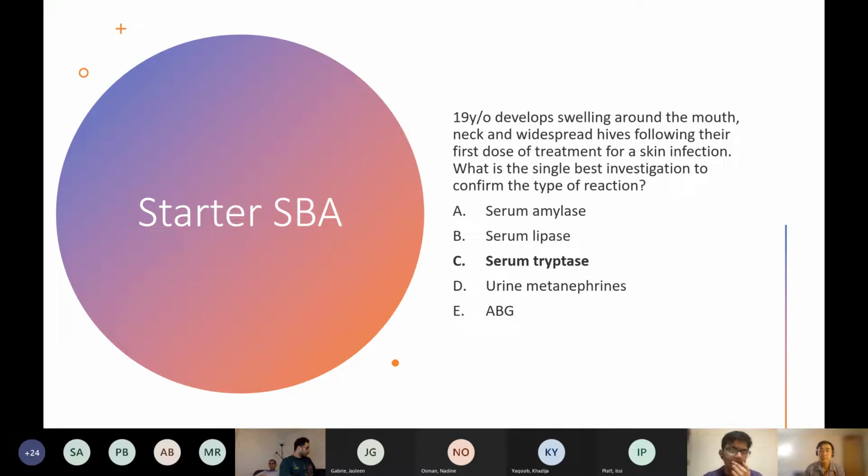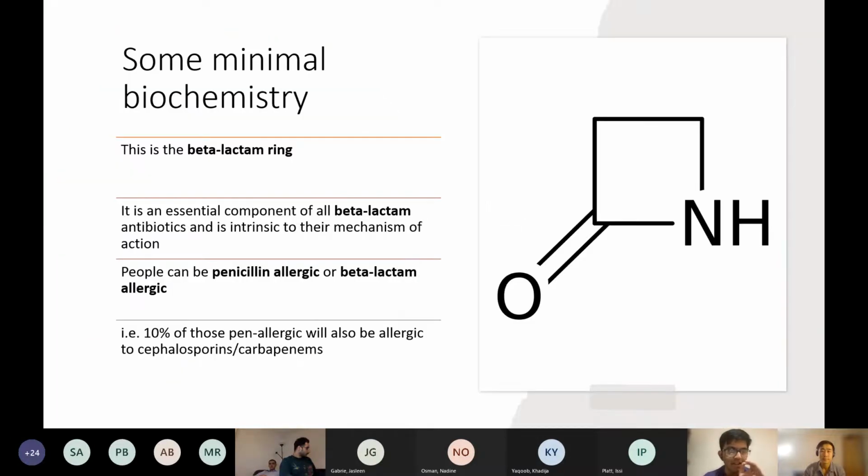Good. Right, some minimal biochemistry, and I say minimal. This is the beta-lactam ring. You don't need to know that much about it. All you need to know is all three groups of beta-lactam antibiotics, so penicillins, cephalosporins, and carbapenems, have this ring within them, and this is intrinsic to how they inhibit cell wall synthesis. People can be penicillin allergic, i.e. they're allergic to penicillins, or they can be allergic to the beta-lactam ring itself.